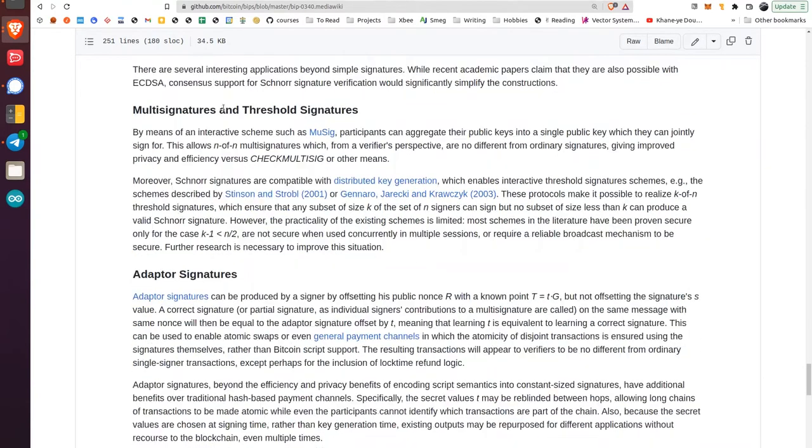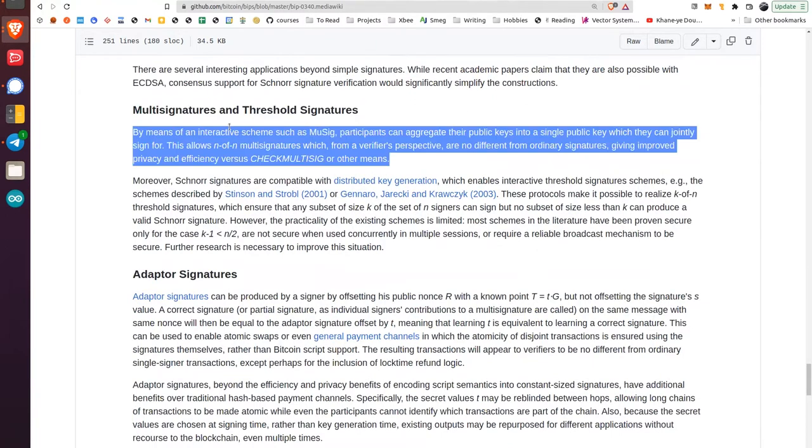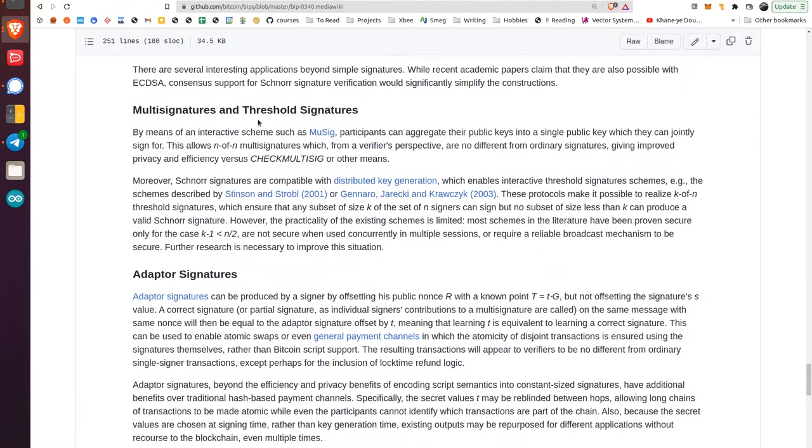And then it has this cool section about applications. They talk about multi-signatures and threshold signatures, which we're not going to talk about in this lecture. Maybe someone will talk about it later. That's a question? Or you're going to talk about it?